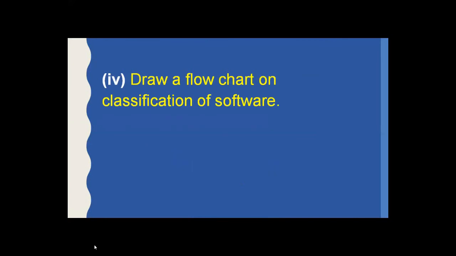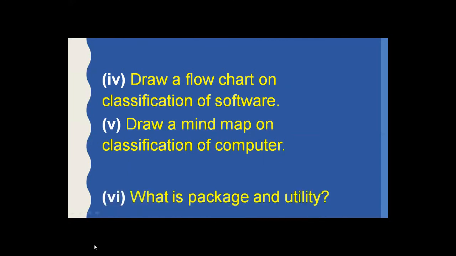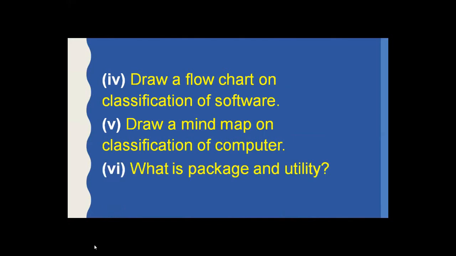Question number 4: draw a flow chart on classification of software. It is also present in your book; you can take help from your textbook. The next question is: draw a mind map on classification of computer. It is also present in your book. And the last question, question number 6, is: what are package and utility? Write the definitions of package and utility. So this is your home task.